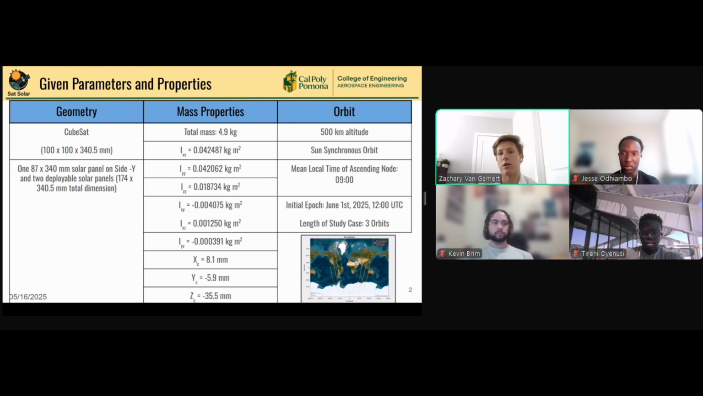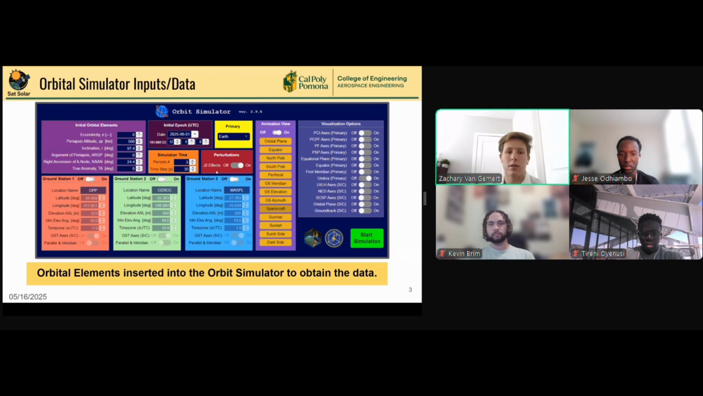For the orbit, it's a 500-kilometer altitude, sun-synchronous orbit. The mean local time of the ascending node is 9 o'clock. The initial epoch is June 1st, 2025, 12 o'clock UTC, and the length of the study of the case is 3 orbits. Here's all the data we inputted into the orbit simulator to obtain all of our data.